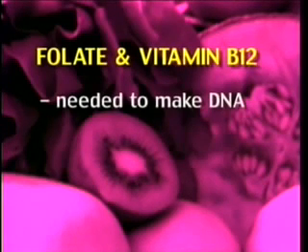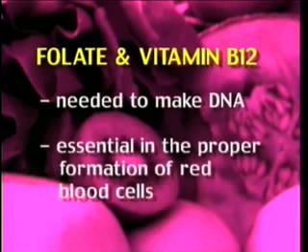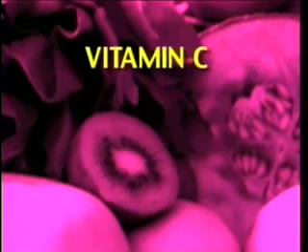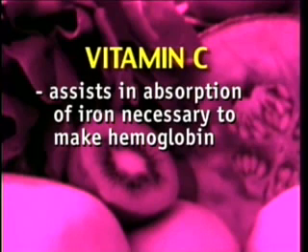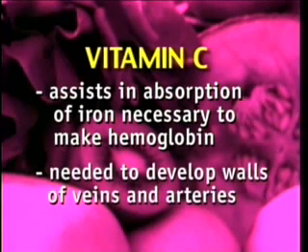Folate and vitamin B12 are needed to make DNA, or the genetic material of the cell, and to ensure the proper formation of red blood cells. Without sufficient folate and vitamin B12, red blood cells may not develop properly, which will interfere with their capacity to carry oxygen. Vitamin C assists in the absorption of iron necessary to make hemoglobin, a vital protein in red blood cells which carries oxygen. Vitamin C is also needed for the development of the walls of the veins and arteries.